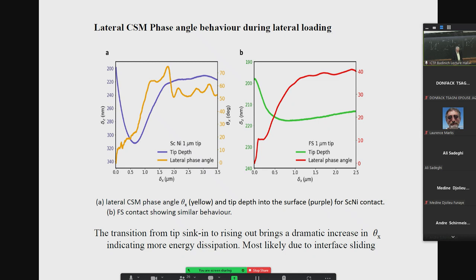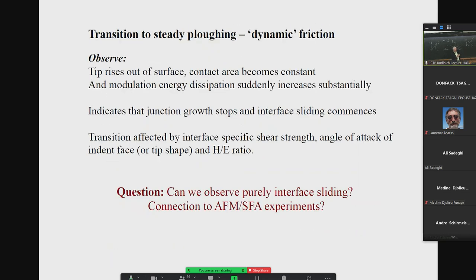Now, I'd want to finish with one more piece of data, because, of course, there's a little summary for you of what we've said so far. The tip rises out of the surface once you start the transition to this ploughing or scratching, or whatever you want to call it. And at that point, the energy dissipation observed from the modulation rapidly increases very significantly. There are other implications of this, by the way.